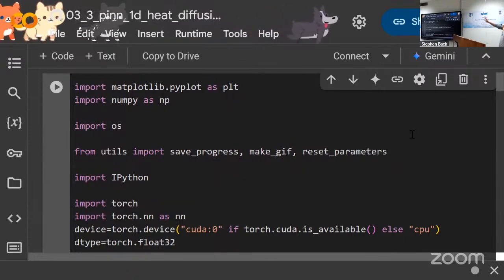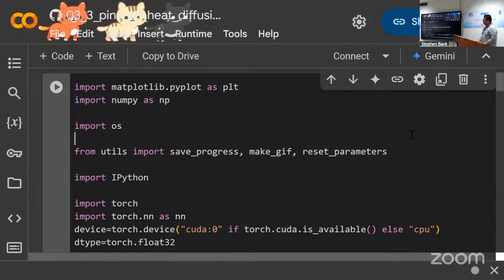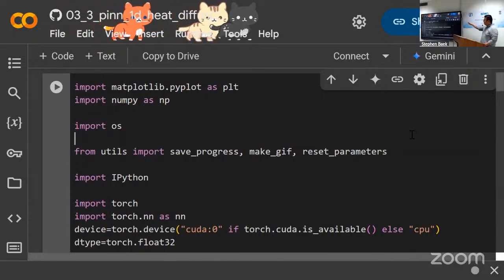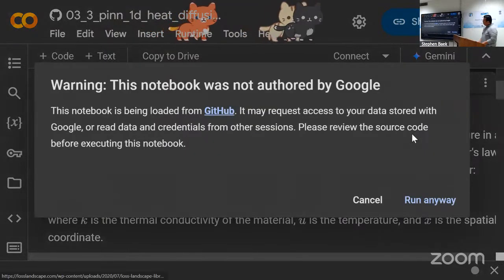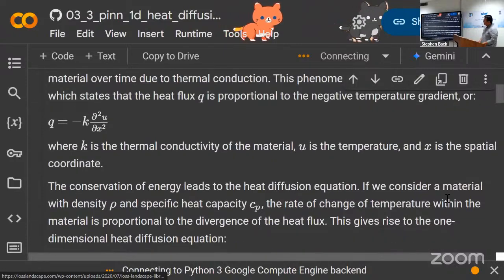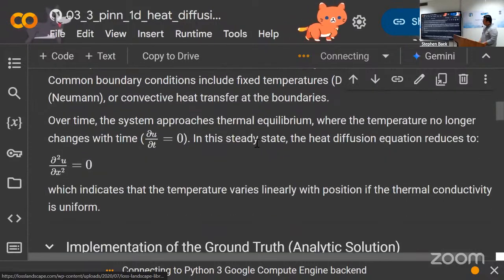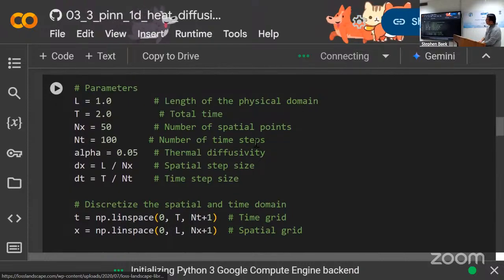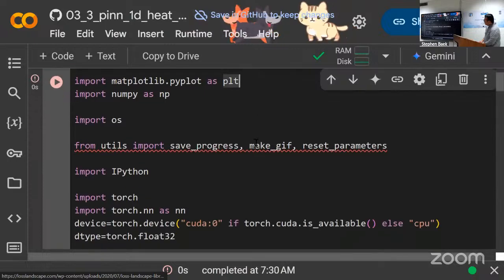So that was the harmonic oscillator, both the data-driven solution and data-driven discovery of the harmonic oscillator. Now we're applying the same thing onto the heat equation. The theory of the heat equation we already talked about, so I'm not going to go over that again. And the implementation of the heat equation is pretty much the same as the harmonic oscillator.